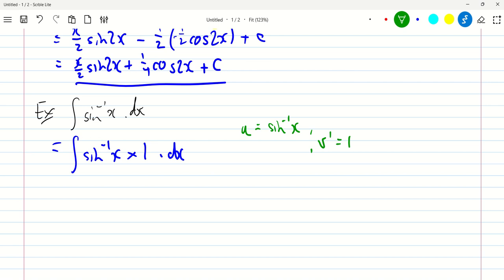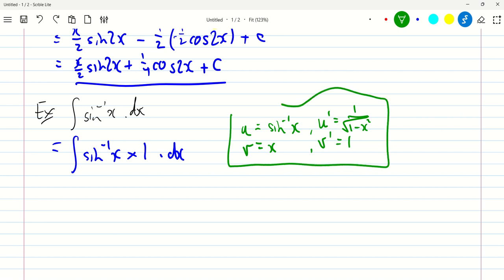So if v dash is equal to 1, then v is equal to the antiderivative of 1, which is x. And what's the derivative of u? u dash is equal to 1 over root 1 minus x squared. Okay, so there are my bits and pieces.